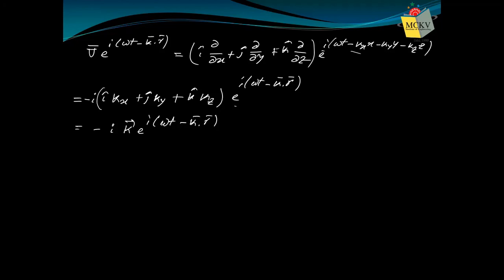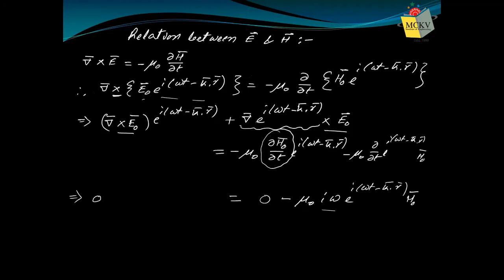Okay. Now put it in that blank space. So minus i k into e to the power this. That means this can be written as minus i k e to the power i omega t minus k dot r. So this quantity is done. What is left? Cross E naught. Our calculation is almost completed.